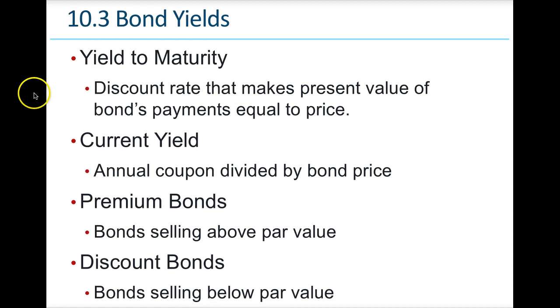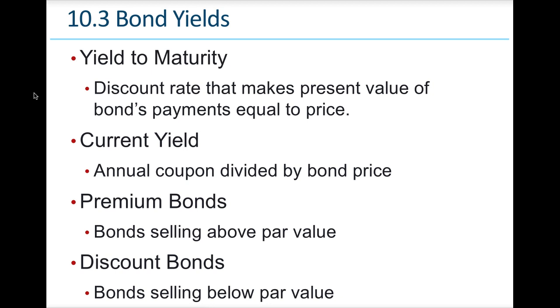Okay, let's talk about yield to maturity. I'm going to show you how to calculate yield to maturity and current yield, in Excel as well. The yield to maturity is the discount rate that makes the present value of the bond's payments equal to the price. So if you buy a bond at a discount and it's paying a 6% interest rate, the yield to maturity might be 8% because we're going to factor in the discount that you're paying, the difference between the par value and the price you pay.